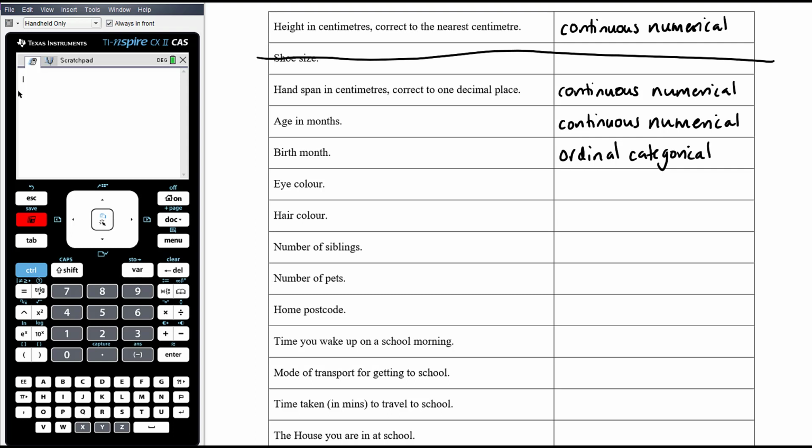Eye colour, we've talked about that previously, so definitely categorical, but no implied order to the eye colours, so nominal, categorical. Hair colour, same, nominal, categorical.